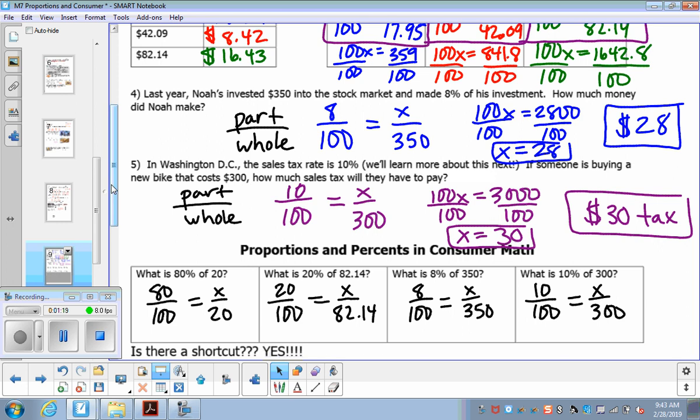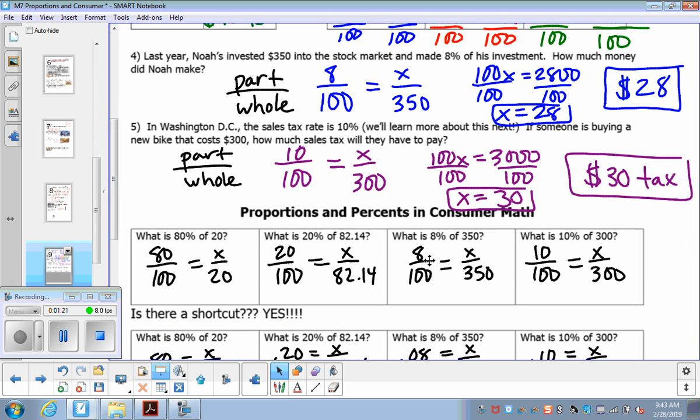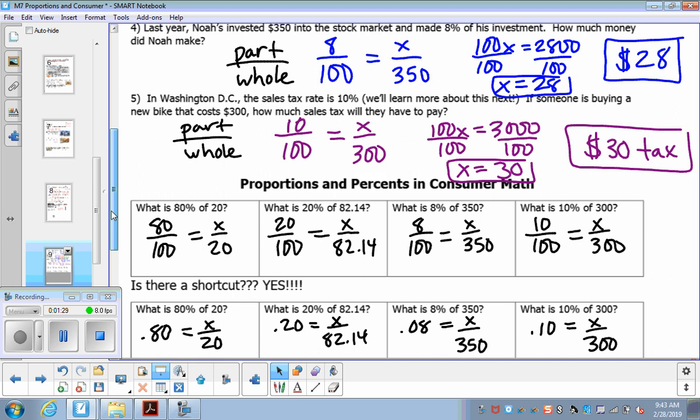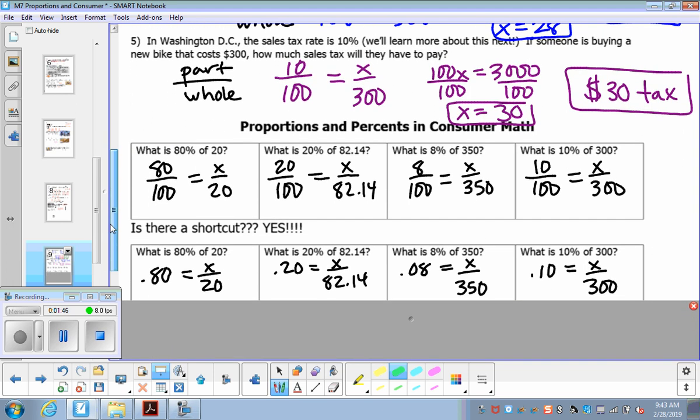So the goal for right now is to look at just these proportions from these word problems and see if there is a shortcut instead of having to cross multiply and divide. And there is a shortcut. Now, first thing that I want to point out to you guys is that we're just working with the proportions from the 4 word problems from up above that you know how to cross multiply and divide, okay? Now, when working with percents, we can reveal a shortcut.